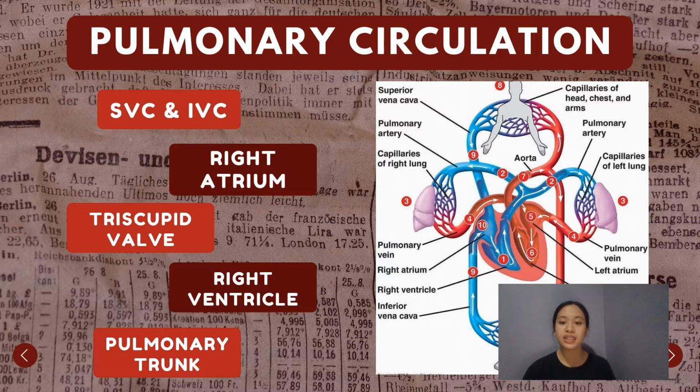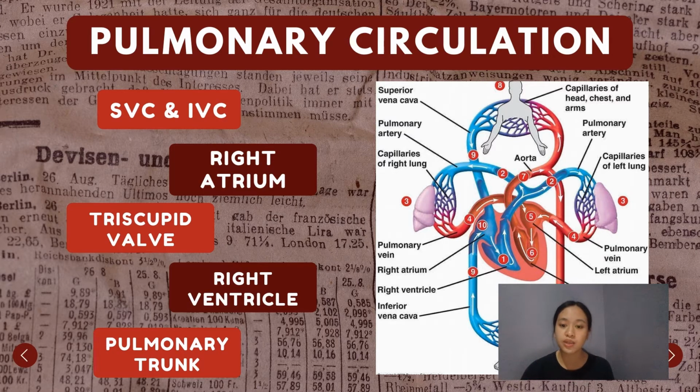The superior vena cava drains the deoxygenated blood from the organs lying superior to the diaphragm, while the inferior vena cava drains blood coming from the organs that lie inferior to the diaphragm. From the superior vena cava and inferior vena cava, the blood will now be drained to the right atrium.